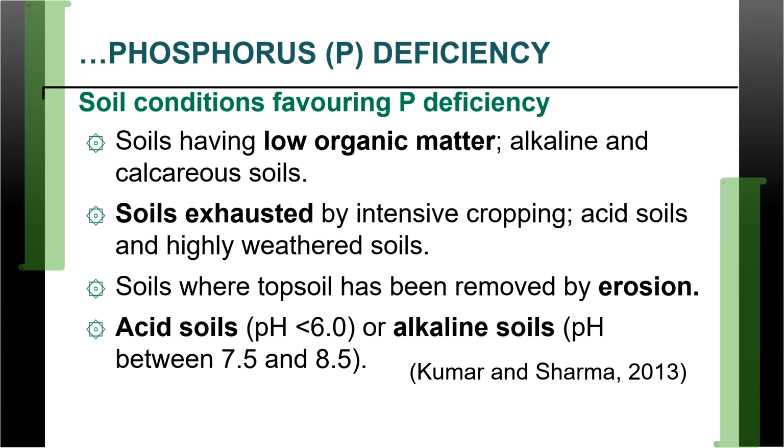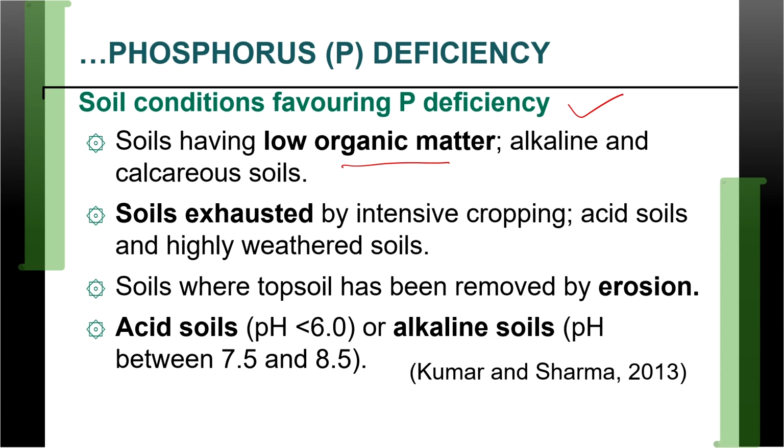Now, what are the soil conditions that favor phosphorus deficiency? Soils having low organic matter, because many times phosphorus is also part of certain proteins. So if you have low organic matter, that means low phosphatic proteins will be there. So supply of phosphorus through organic matter will reduce. Reduction in the level of organic matter also reduces supply of phosphorus to the soil.